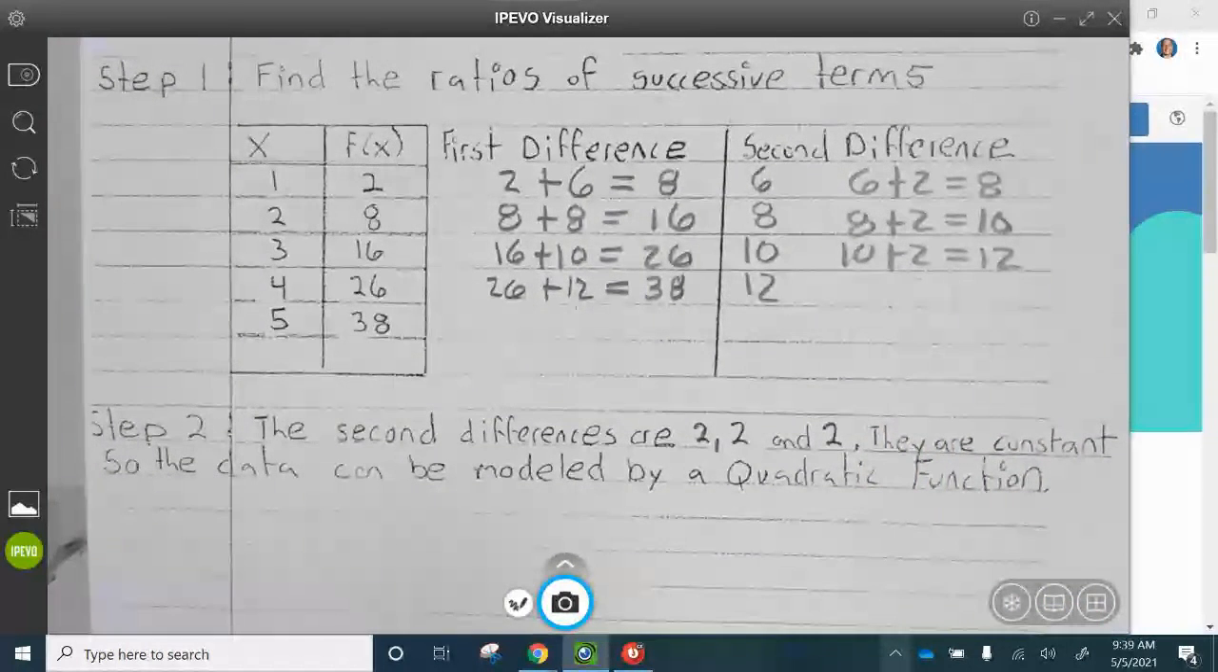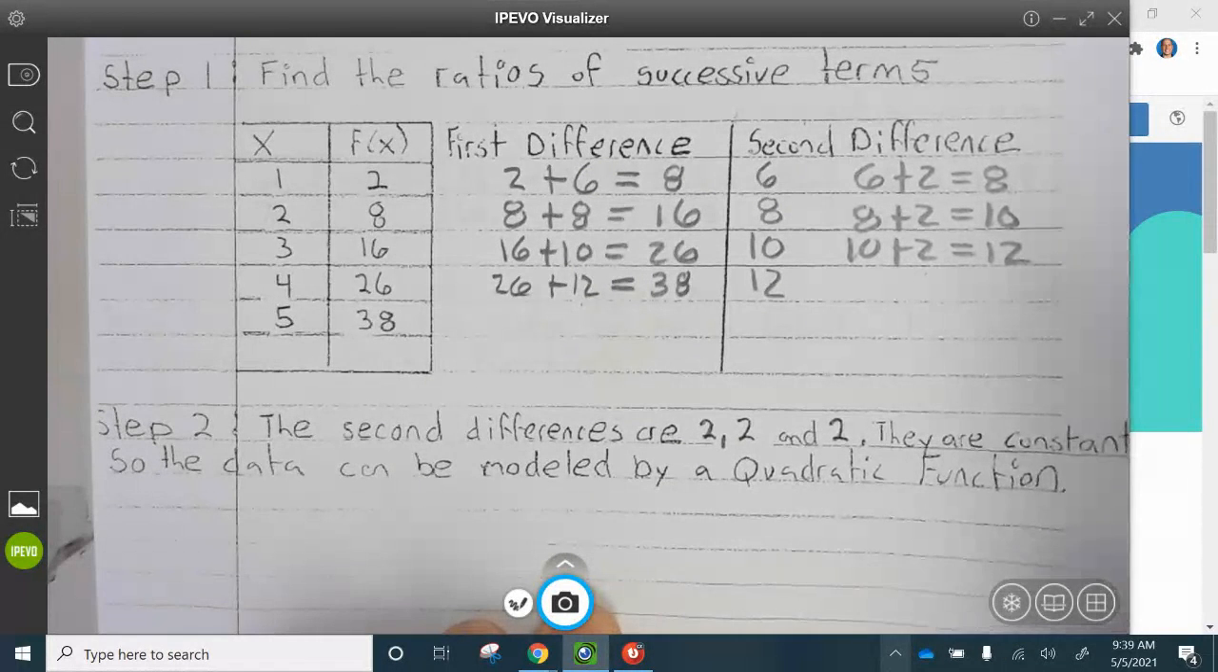So step 2, the second differences are 2, 2, and 2. They are constant, so the data can be modeled by a quadratic function. All right, go ahead and finish up question 3.